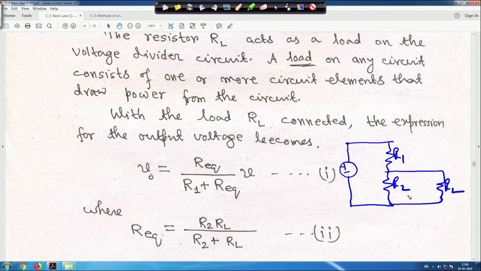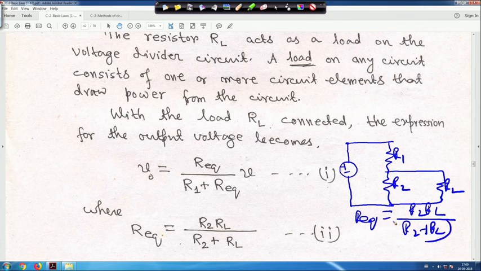So, that means the equivalent of R2 and RL, Req, will be equal to R2 into RL divided by R2 plus RL, because R2 and RL are in parallel, just as we have seen for parallel resistance. So, they are in parallel. So, Req of R2 and RL is Req equals R2 RL by R2 plus RL. Then the current flowing through this is I.